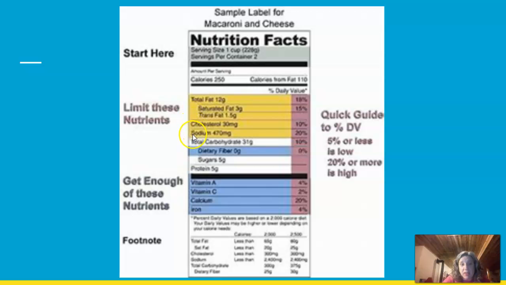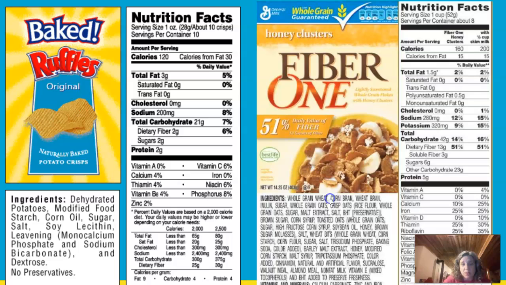You want to limit these nutrients, which is fat, and then it's further broken down into saturated fats and trans fat, your cholesterol, and your sodium. You want to make sure you get enough of these nutrients in you. So the one is fiber, vitamin A, vitamin C, calcium, and iron. So let's go to some other ones.